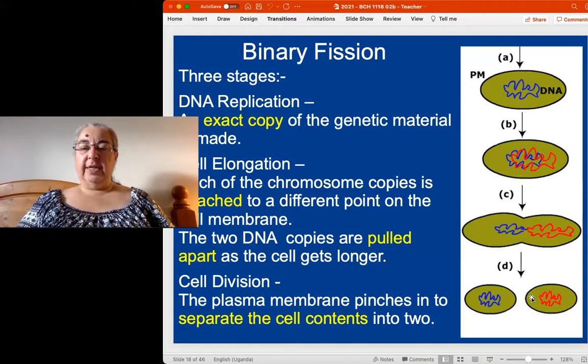And then the third stage is the actual cell division, where the membrane pinches in the middle and separates the cell contents into two. So each new cell gets one copy of the DNA, of the genetic material, plus each also gets half of all the other contents of the cell. So any nutrients, any enzymes, everything else that's inside the cell is divided between the two new cells.